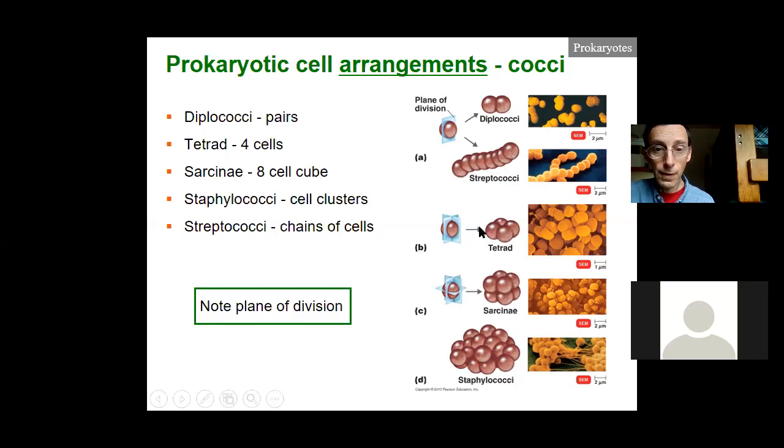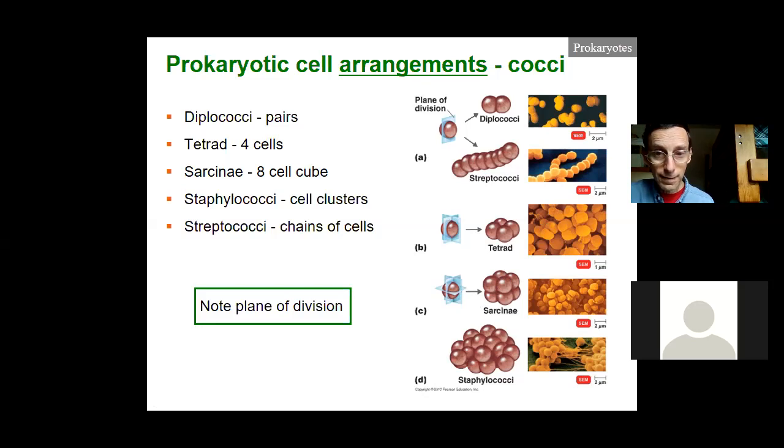If it only divides on one plane, like this here, then it'll grow as a diplococci or a streptococci. If they grow on multiple planes, the cocci can form a tetrad, and this divides this way, and then the next division will be this way, and that will form a tetrad, which is a group of 4 cells. And that one looks like it's starting to go through division, but there's a group of 4 easily seen there. If they further split on a third plane, meaning they grow in 3 dimensions, you can get a sarcina, and that'll be a group of 8 cells.